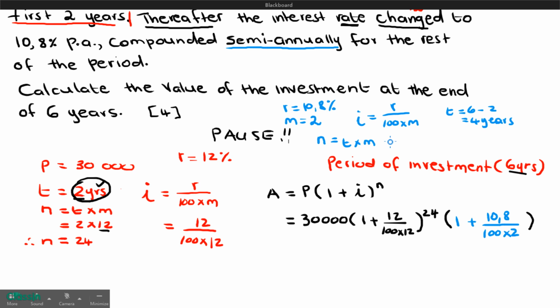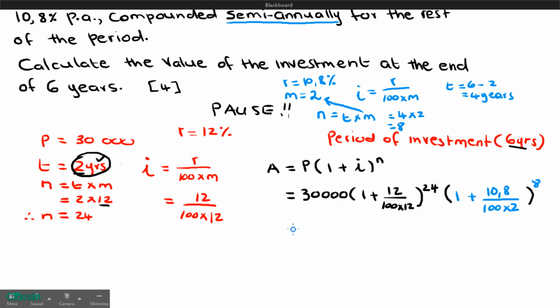So it means that we will have 4 multiplied by semi-annually. Our M now is 2. Therefore, we are going to put 2 there. Then we're going to have 8. So it means that in place of this N, we are going to put 8.